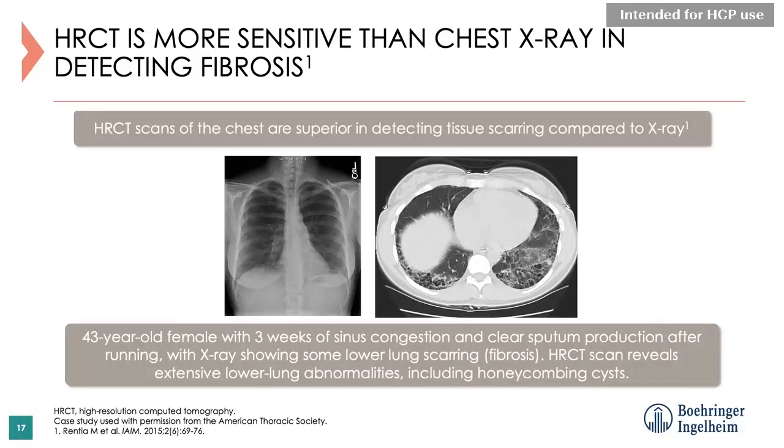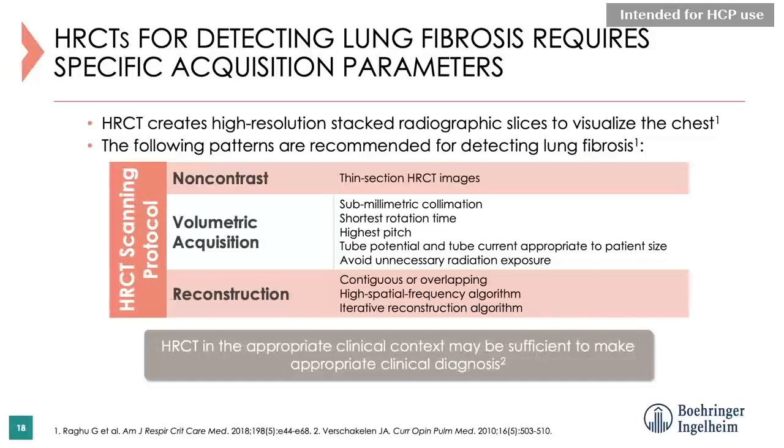In this case, it's a 43-year-old female who has 3 weeks of sinus congestion and cough with clear sputum, primarily after exercise. The X-ray being notable for some basilar scarring, but the CT scan showing pretty notable scarring that includes honeycomb cysts and certainly warrants attention from an ILD specialist. High-resolution CTs are critical for detecting pulmonary fibrosis and interstitial lung disease.